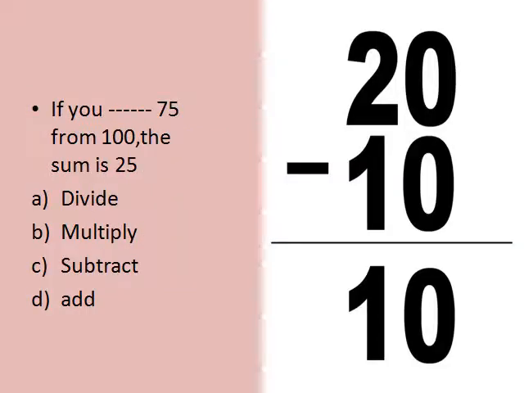If you subtract 75 from 100, the sum is 25. Divide, multiply, subtract, add.